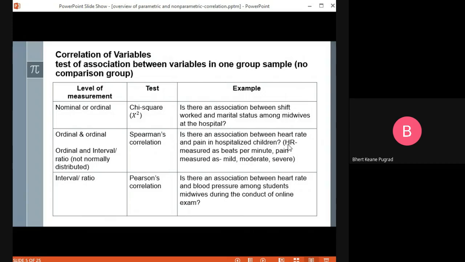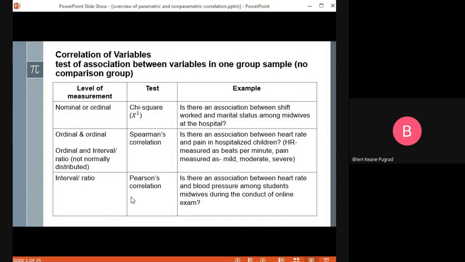And lastly, if you're going to test the relationship or association between the heart rate and blood pressure among students during the conduct of an online exam, since heart rate and blood pressure can be classified as interval or ratio scale, in terms of their level of measurement, then the most appropriate test is your Pearson's correlation.